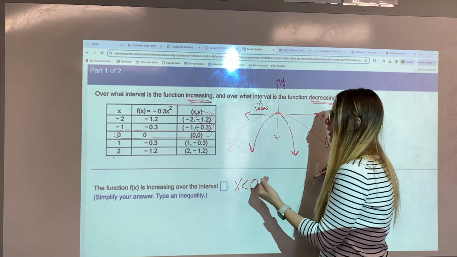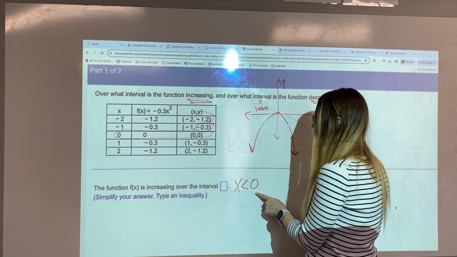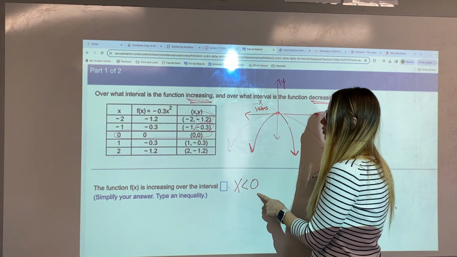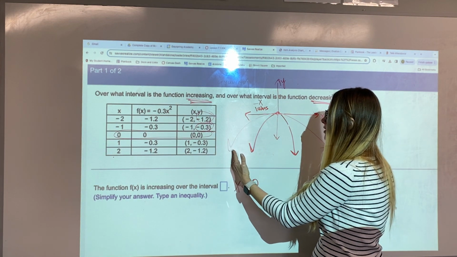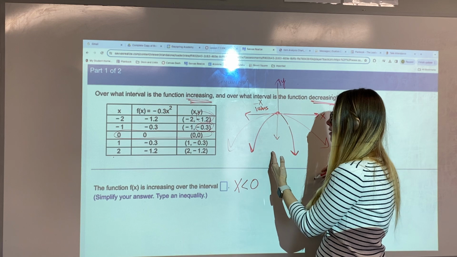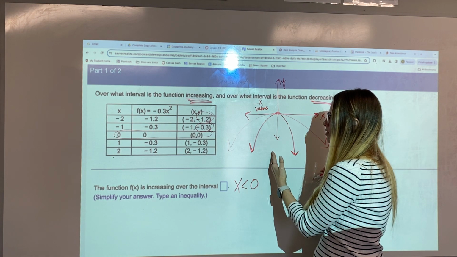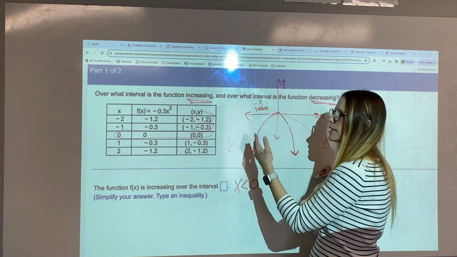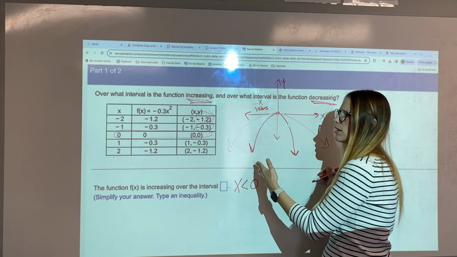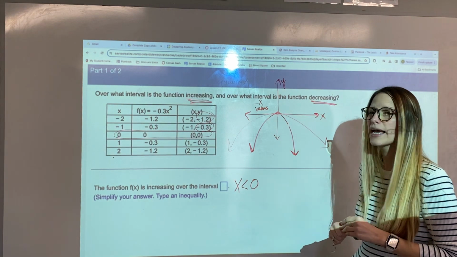So how do we show work for this, that x has to be less than 0? When you read the graph from left to right, the x values that result in the function increasing are negative.